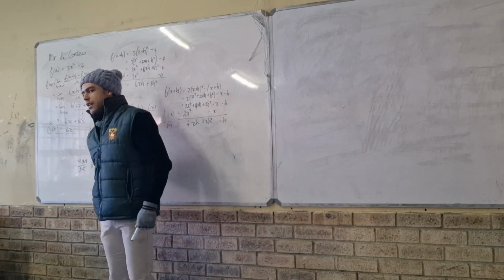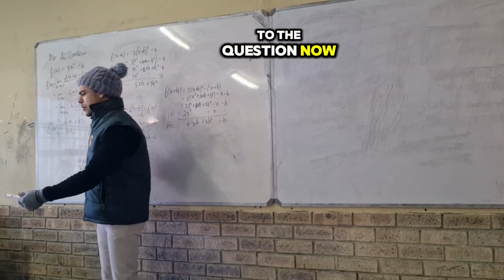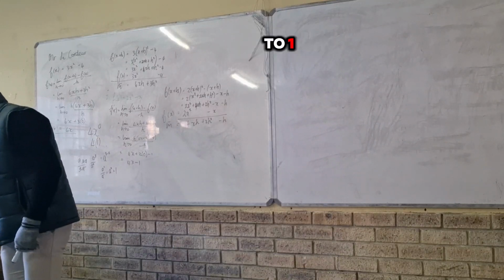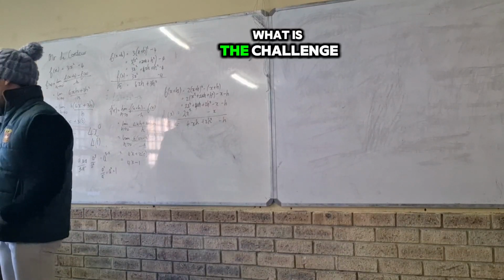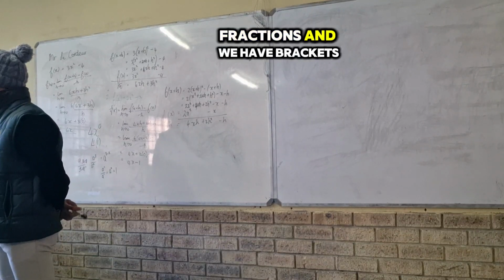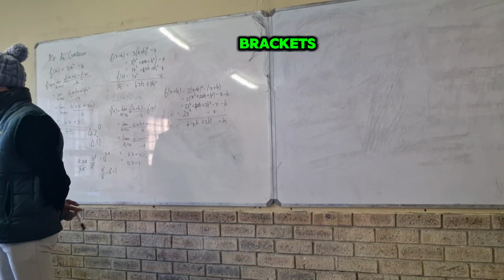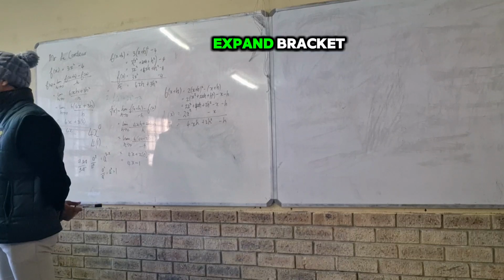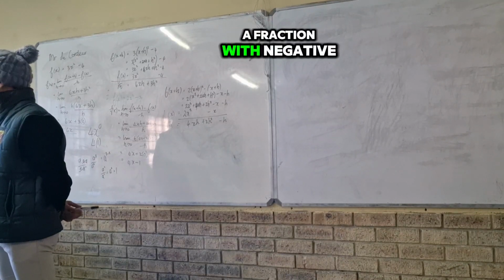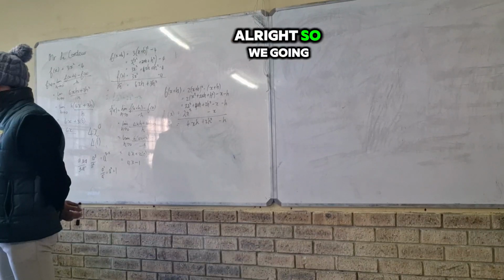So, just to get back to the question now, you answer the question of y equals 1. There are some more examples. What is the challenge at this example? We have some fractions and we have brackets. So the first thing would probably be to expand the bracket, and then write a fraction with a negative exponent. Alright, so we're going to expand.